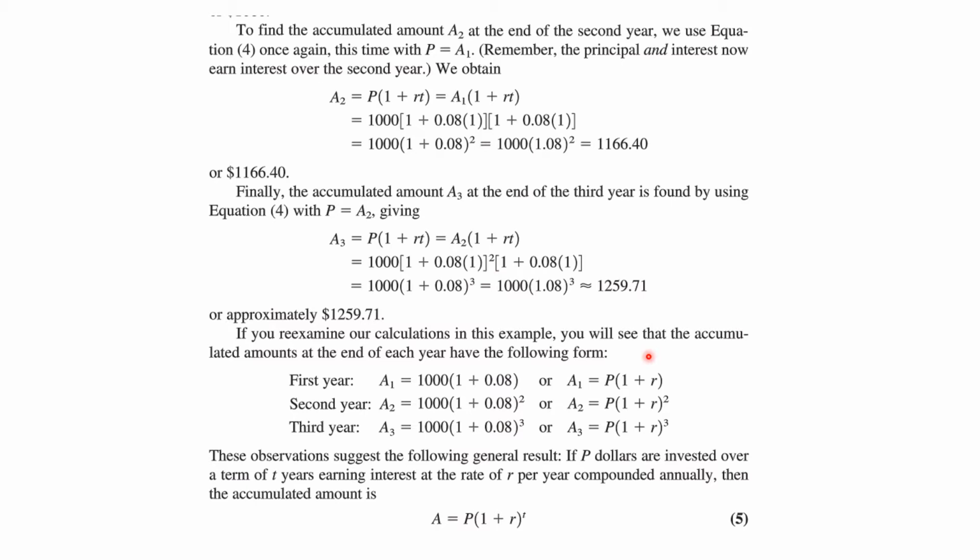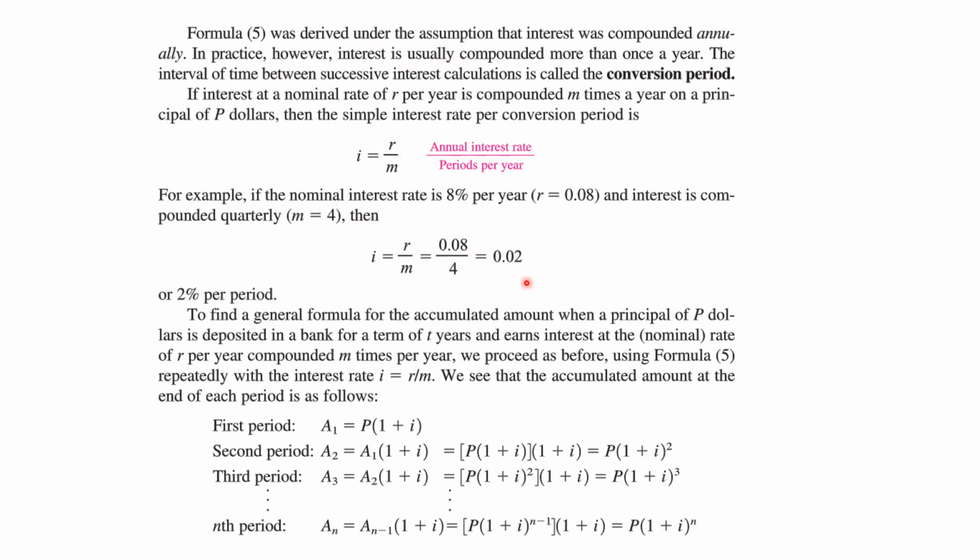So if you look at these formulas, you see that at the end of the first year you would have an exponent of 1 over here. At the end of the second year you'd have an exponent of 2. At the end of the third year you'd have an exponent of 3. In general, after T years, you would have an exponent of T. Now, that's assuming that we just compound things annually. In practice, we compound more frequently than just annually.